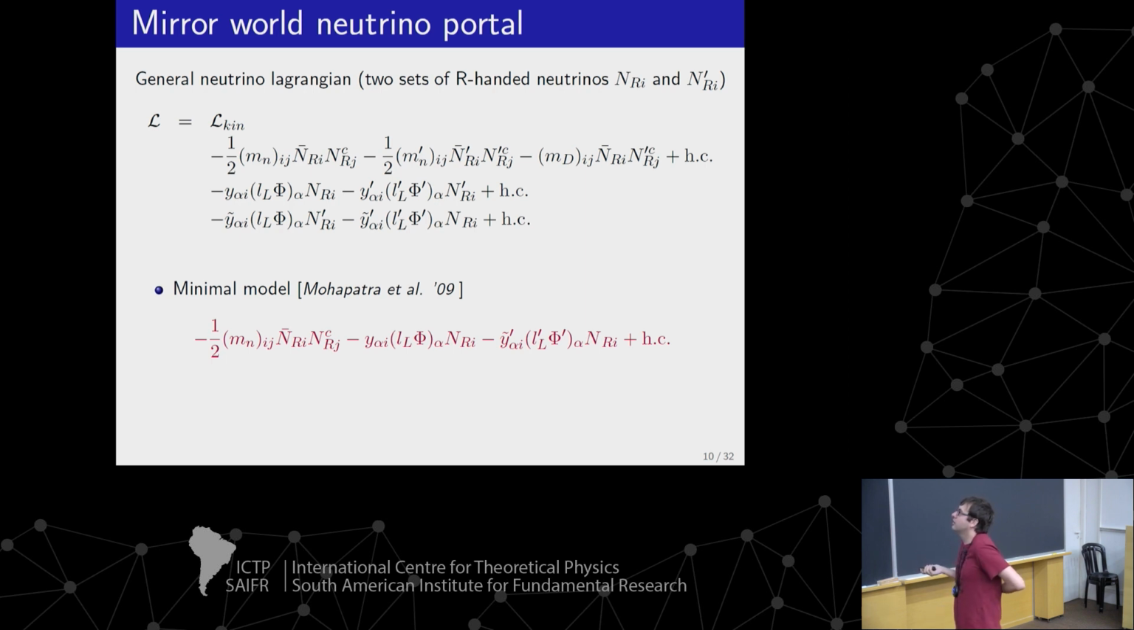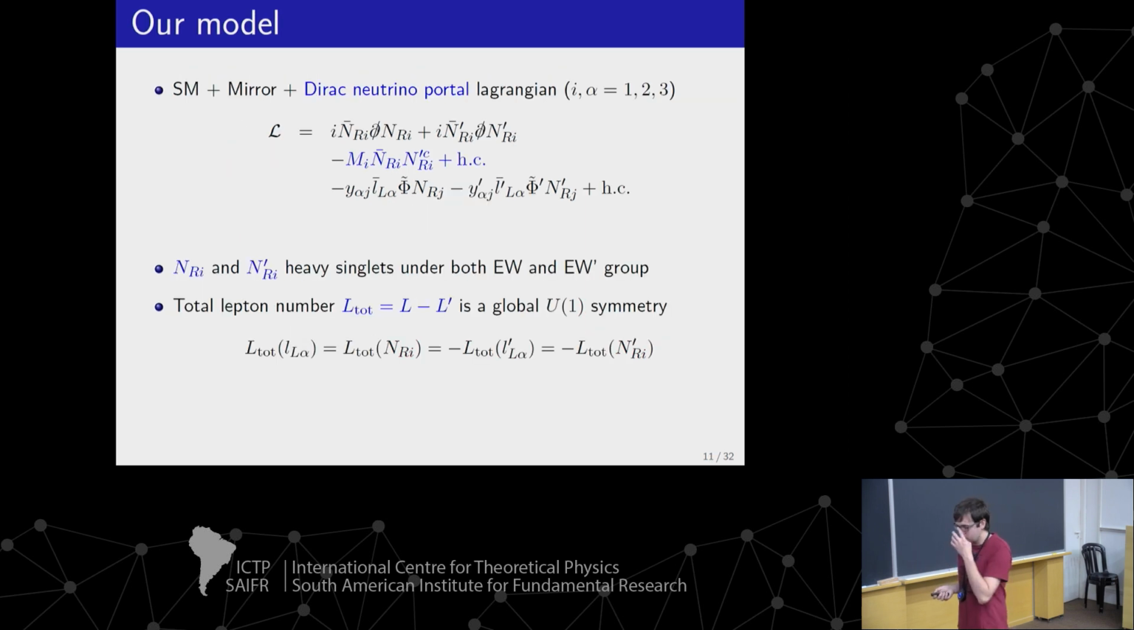Because they are neutral under everything, okay. But let's get an idea. Instead, in our model, what do we want to do? It's not a minimal model: we consider three right-handed neutrinos in our sector and three right-handed neutrinos in the mirror sector, and then we couple them only through this Dirac mass term. So we put the Majorana mass term to zero. Then we write down the standard operator and the primed one, where you replace everything with the primed fields, in the mirror.